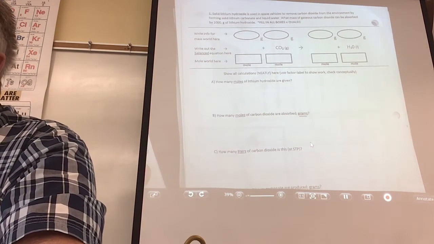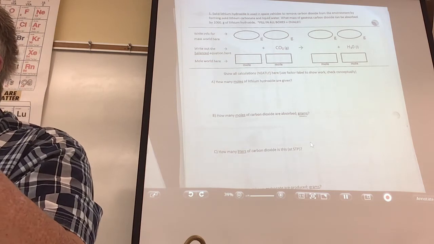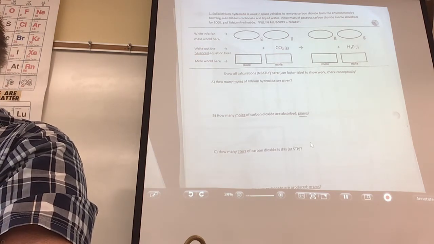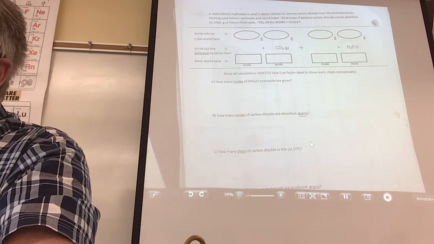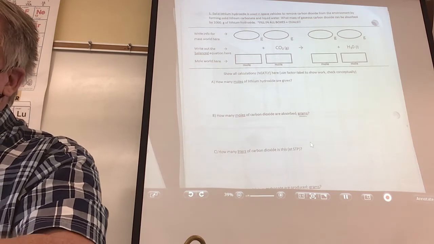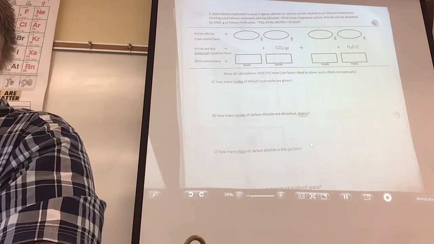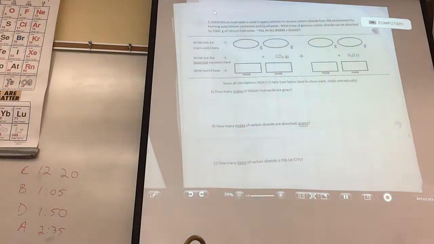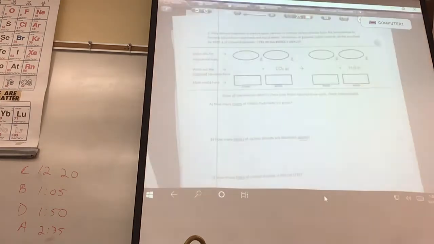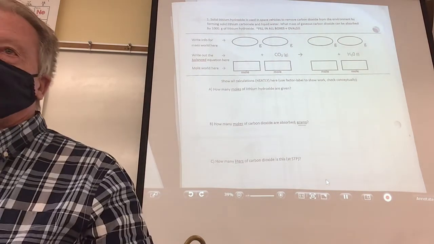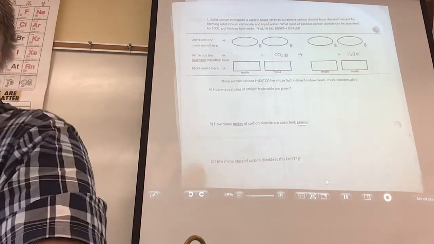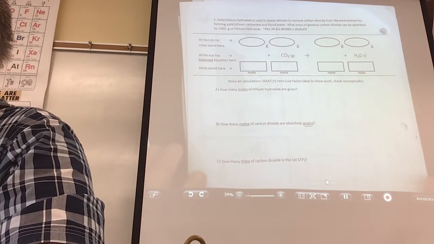This is actually a real chemical reaction that takes place in space. If you were in a space station, so here it is. It says solid lithium hydroxide, and go ahead and read that and see if you can fill in the balanced equation. Let's see if we can do that. Can you take the English and turn it into Chemonese? All right, let's try it. If you're sitting next to somebody, work together. All right? Let's do it.